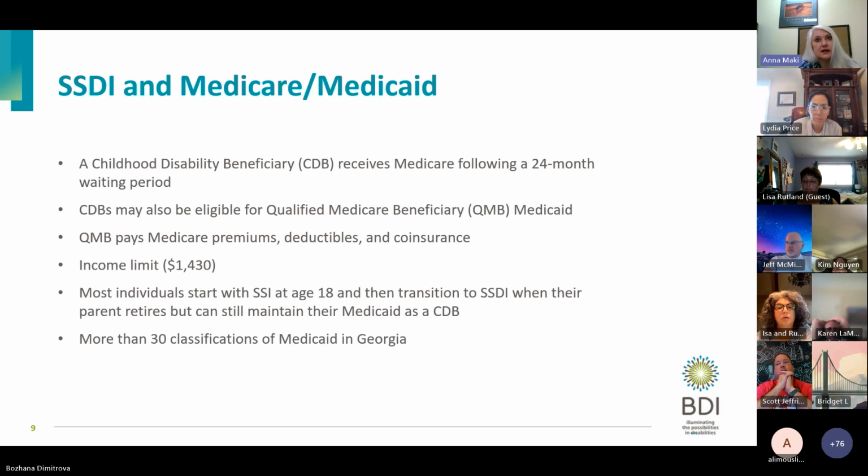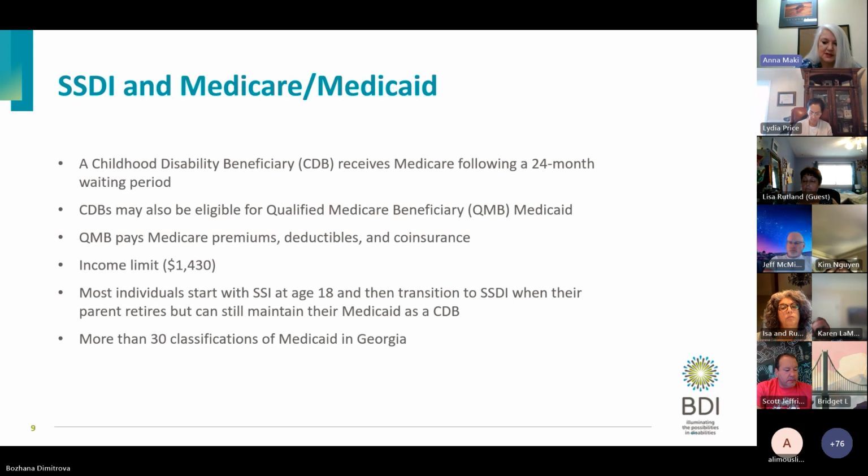So when an individual has SSI and Medicaid, and even if their SSDI income after the parent retires is higher than that, so they're not concurrent beneficiaries in the sense of getting two forms of income, the individual can still maintain their Medicaid, right? This is very key. They can still maintain their Medicaid as an adult dependent child under SSDI. There's over 30 different classifications of Medicaid in Georgia, and it's a very confusing process. And many of y'all are in the Medicaid renewal process right now, so we know how cumbersome that can be. But there is a specific policy that outlines the adult disability or adult dependent children classification for Medicaid. So that's just important to know and to be aware of, because sometimes mistakes happen.